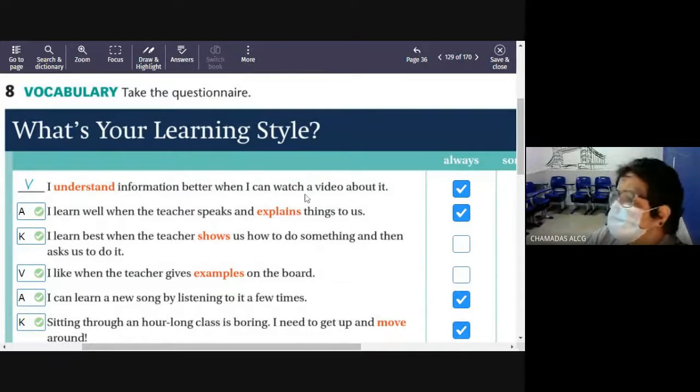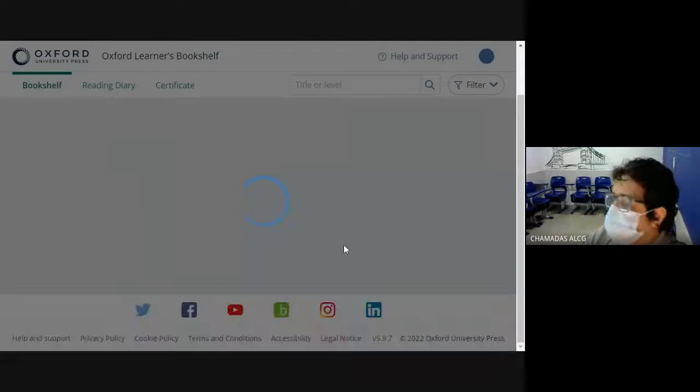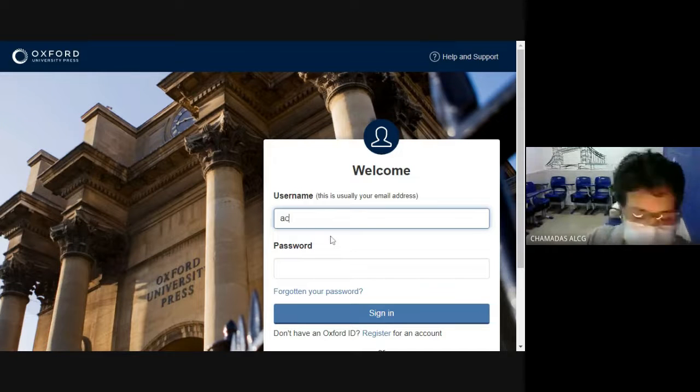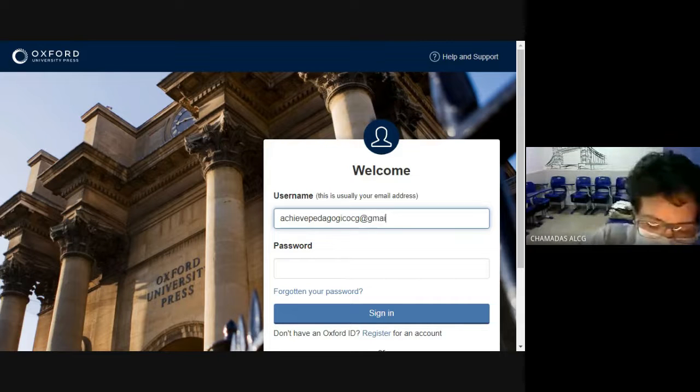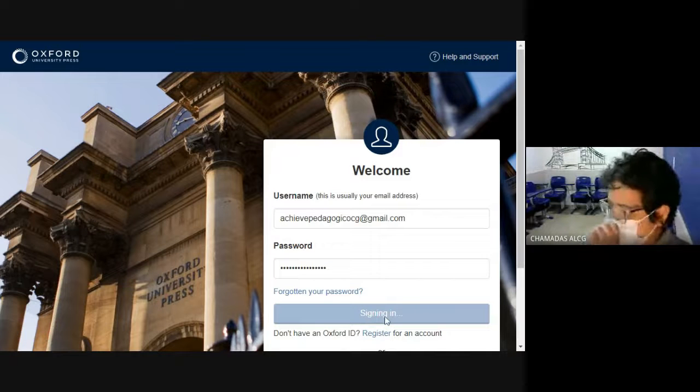We finished this page. Let's move on to page 130. Hopefully, it's there. Let's reload the page. Yes, we're moving on. So, what's that?